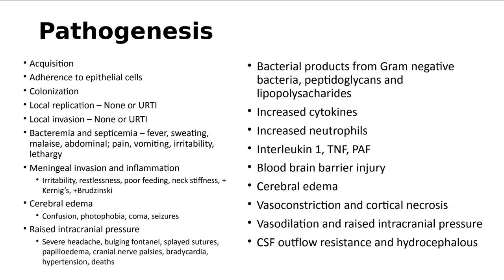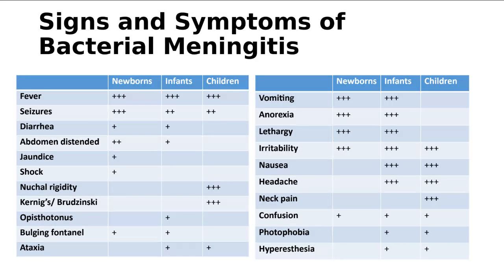The pathophysiology has to do with the fact that you have bacterial products from the gram-negative bacteria, which are released, and then these cause increased cytokines and neutrophils and interleukins to be released. These traverse the blood-brain barrier, cause cerebral edema, and then cause vasoconstriction and cortical necrosis. And then subsequently you have vasodilatation with raised intracranial pressure, CSF outflow resistance, and later on you may even have hydrocephalus. Signs and symptoms of bacterial meningitis in newborns, infants, and children are compared here.